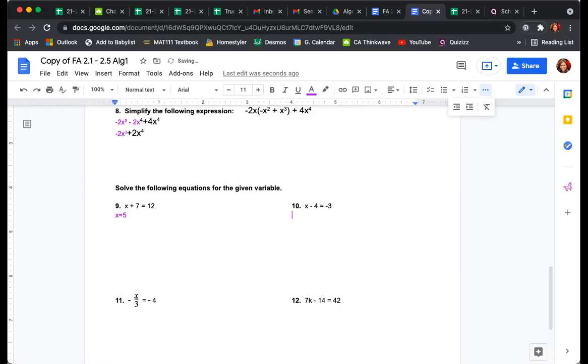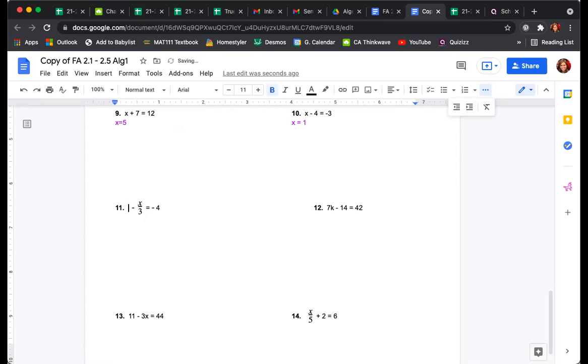For number 10, same concept. I want x equals something. The only way I can do that is if I add 4 to get rid of it on the left-hand side. But if I'm adding 4 on the left-hand side, I need to add 4 to the right-hand side. Negative 3 plus 4 is 1.